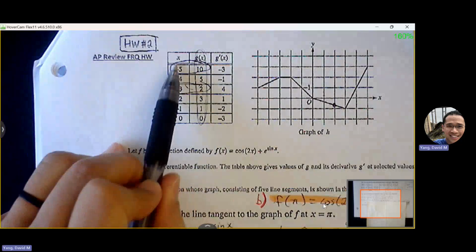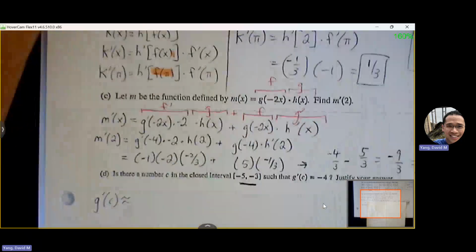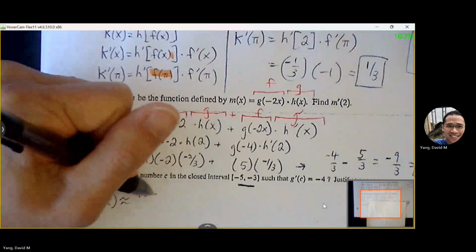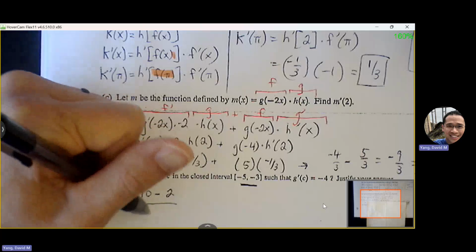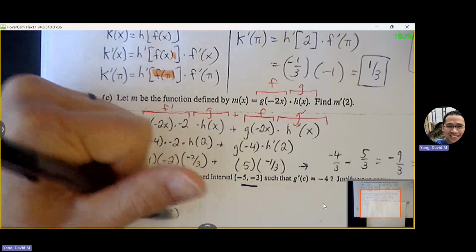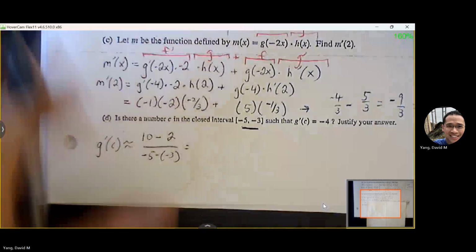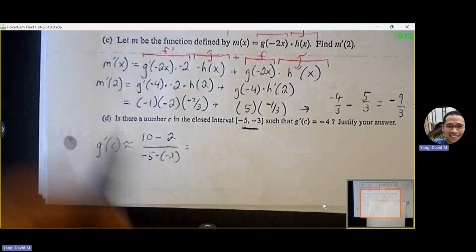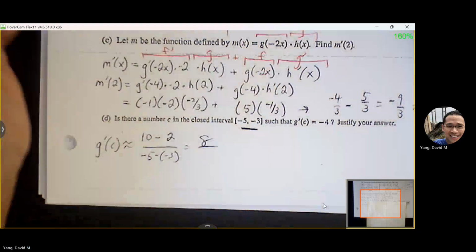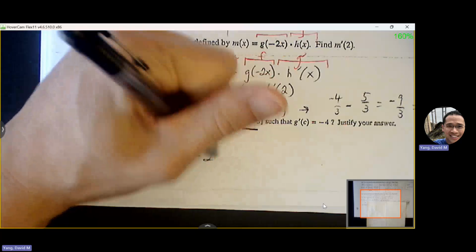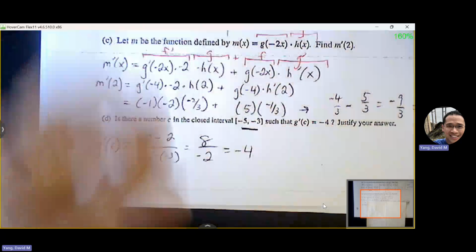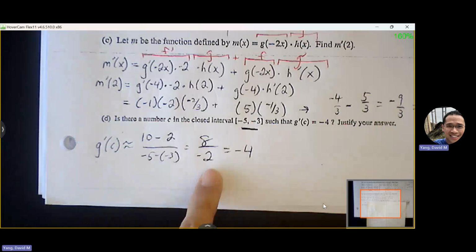So change in y over change in x. So 10 minus 2 divided by -5 minus -3. Does that slope match -4? So 10 minus 2 is 8. -5 plus 3 is -2. We do get -4. So the slope between the two endpoints is -4.